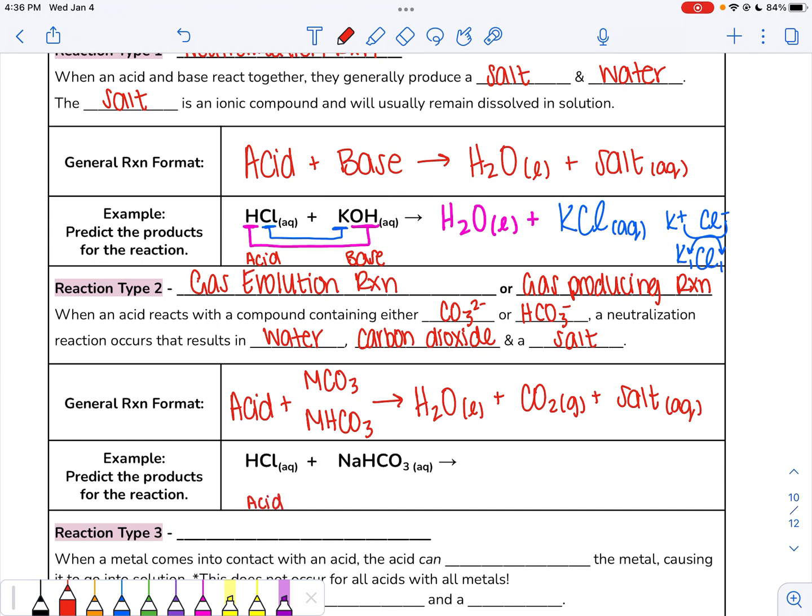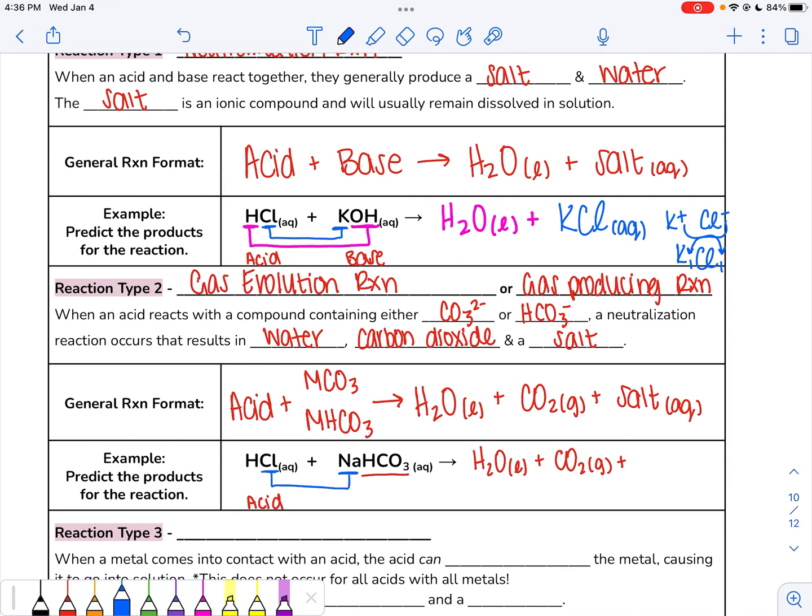So let's take a look at one example here. In this example, we have HCl. This is our acid reacting with our bicarbonate containing compound, HCO3. So this is sodium bicarbonate, baking soda. When these things react together, we're going to produce water, H2O, liquid. We're going to make some carbon dioxide, CO2 gas, and we're going to make a salt.